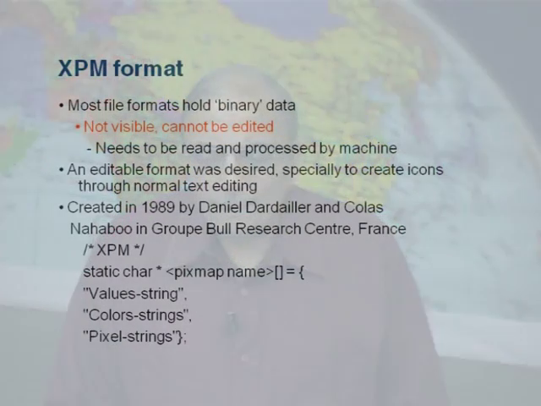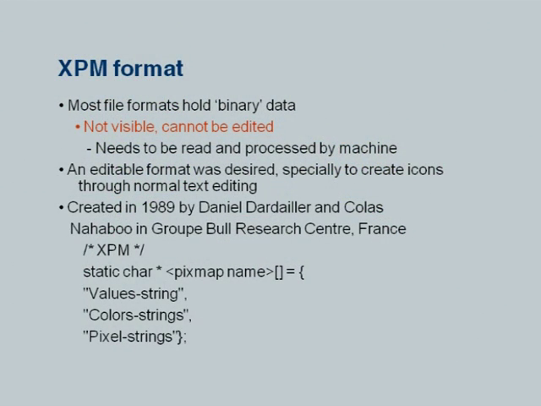The first string is the value string. The next string is the color string. There could be multiple colors used to represent individual pixels. So these are not colors but actually color codes. And then there are many lines corresponding to pixels. So if you have an m by n image, you will have m rows of n pixels each.